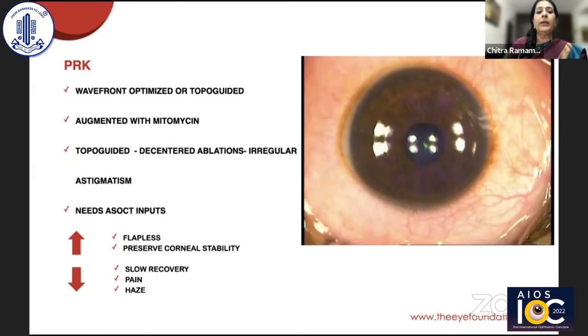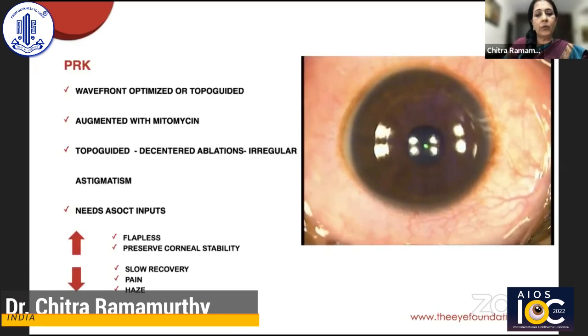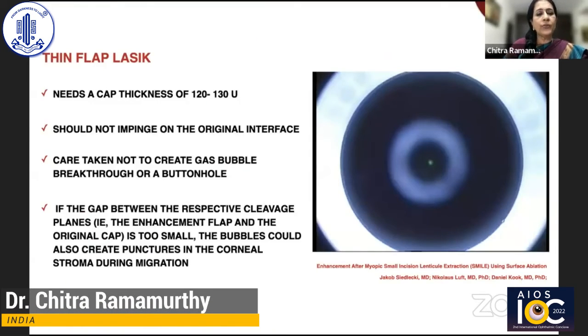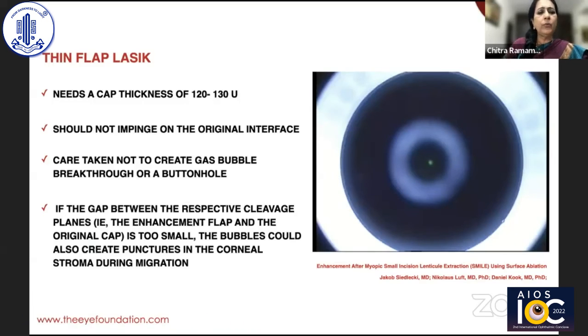Again, when it comes to PRK, you could do a wavefront optimized or a topo-guided treatment augmented with mitomycin C, especially for decentered ablations. A topo-guided treatment really works well, but it helps to take the ASOCT inputs. And again, unlike what Ritika said, I did go through a lot of studies on PRK and SMILE. I do not think that the inflammatory response is more, or that the haze is more, but maybe she would have some sound articles.